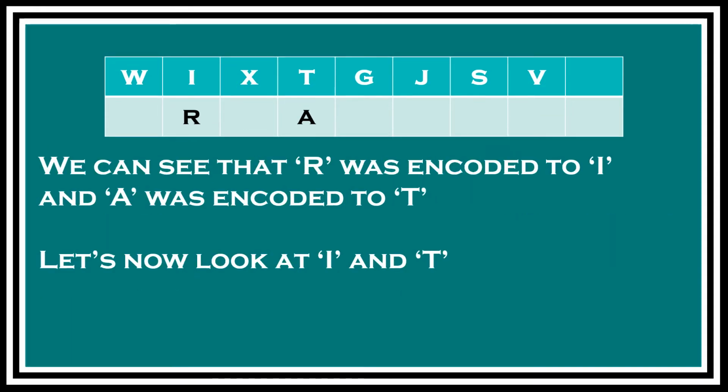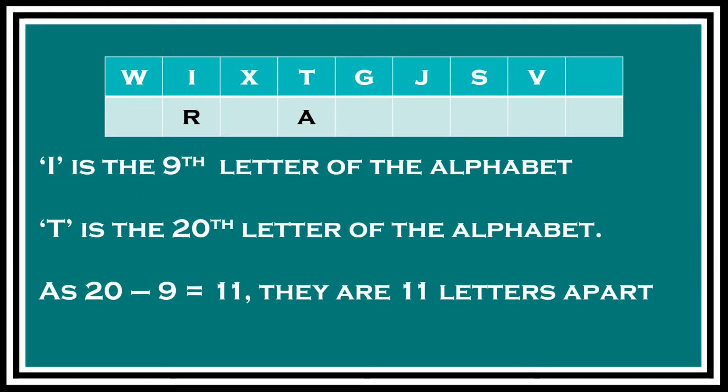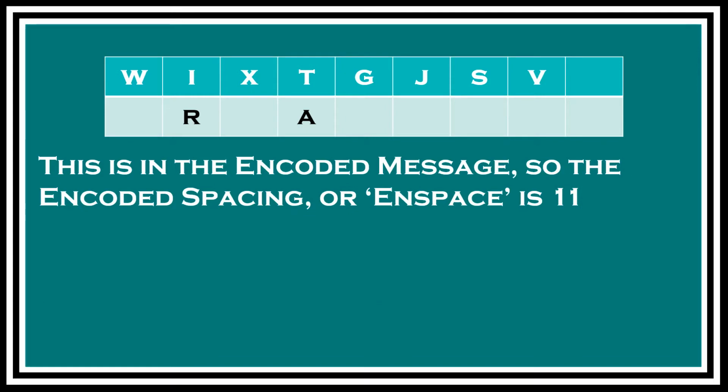Now, when the message was created, R was encoded to I, and A was encoded to T. Let's have a look at those two letters, I and T. So I is the 9th letter of the alphabet, T is the 20th letter of the alphabet, which means that T is 11 letters after I in the alphabet, and that's in the encoded message, so the encoded spacing, our N space, is 11.